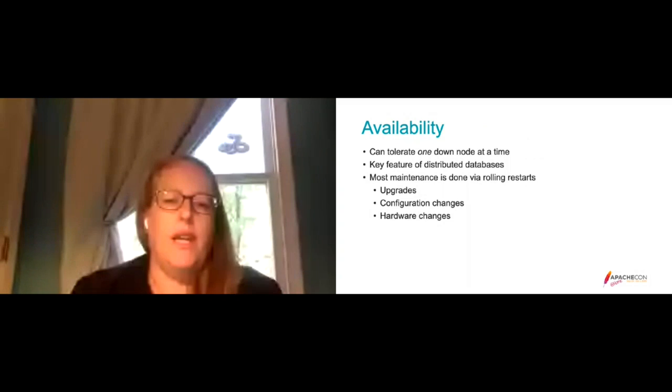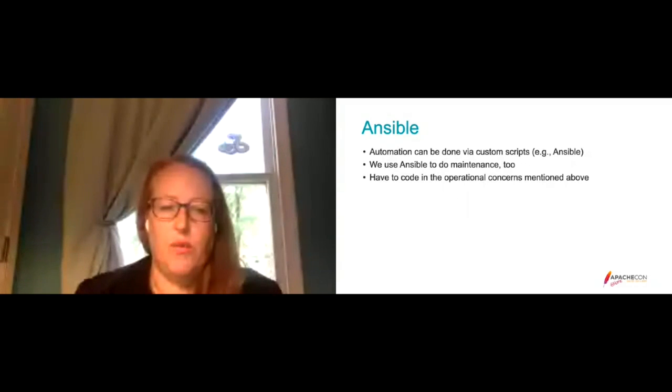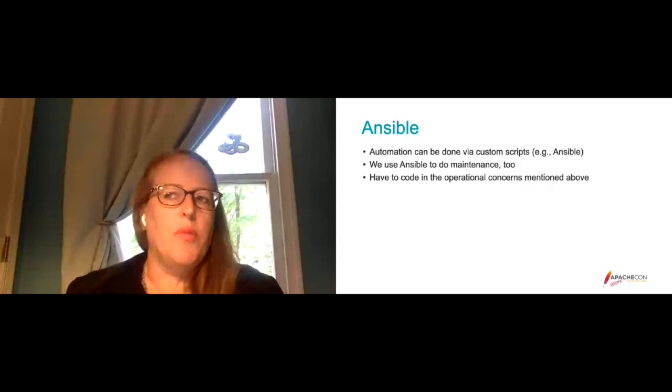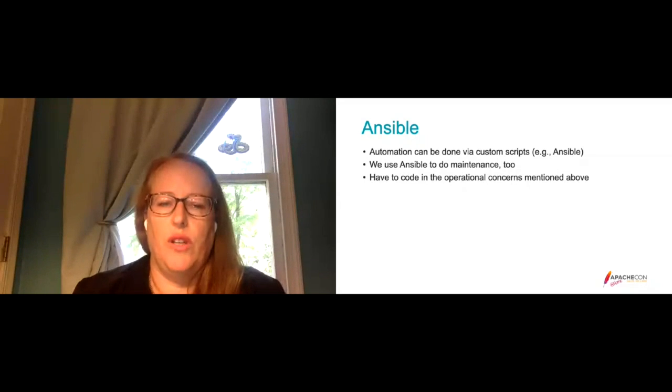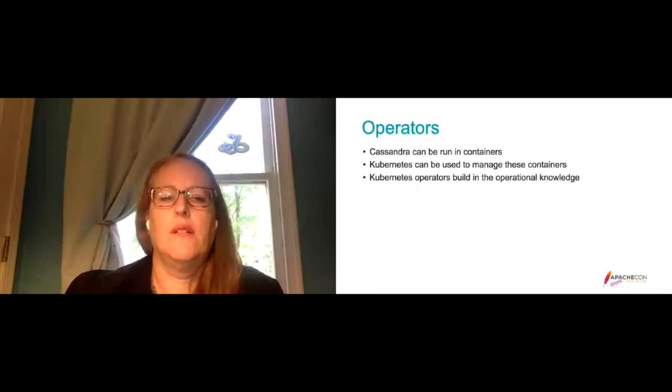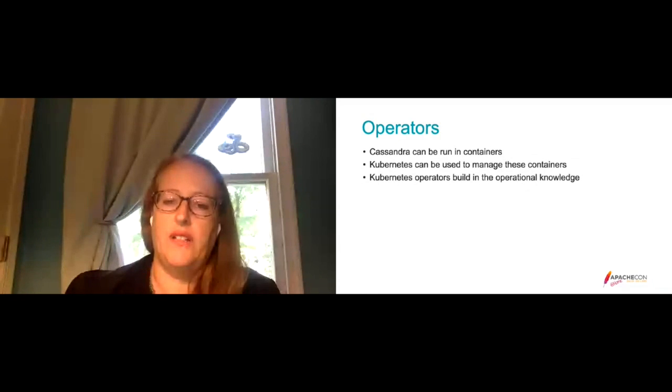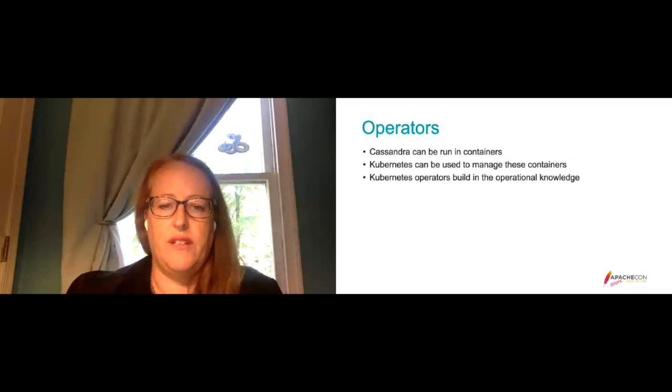Okay, so we can automate a variety of operations, including upgrades. This automation can be done with custom scripts. One frequent example of a type of scripting is Ansible. And we use Ansible too to do upgrades and other kinds of maintenance. You have to code in those operational concerns that I mentioned above, the idea of rolling restarts, the idea of making sure that not more than one node is down at a time, the idea of monitoring for disk utilization. As an aside, if you are running Cassandra in containers, Kubernetes operators are a really exciting way to make sure you're using that operational knowledge, because they tend to build a lot of that in. In this case, we were not using Cassandra on containers, though.